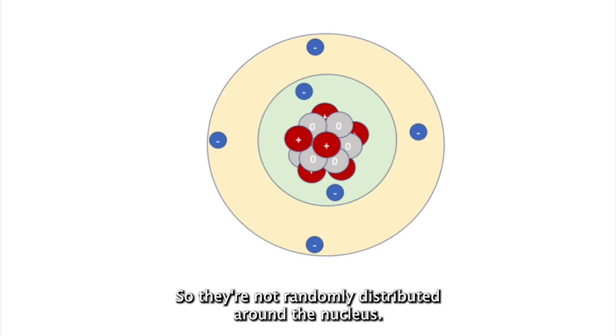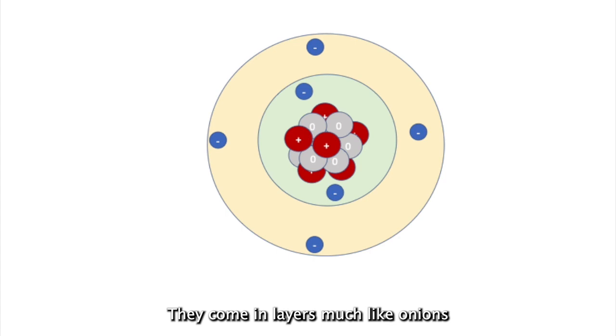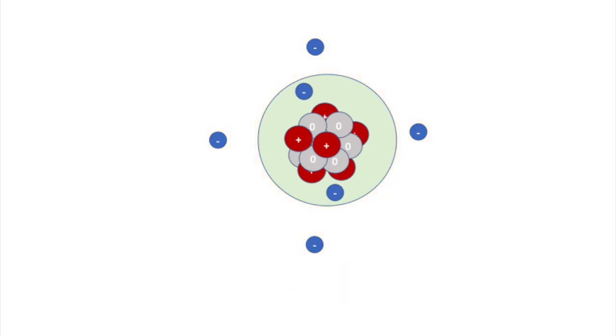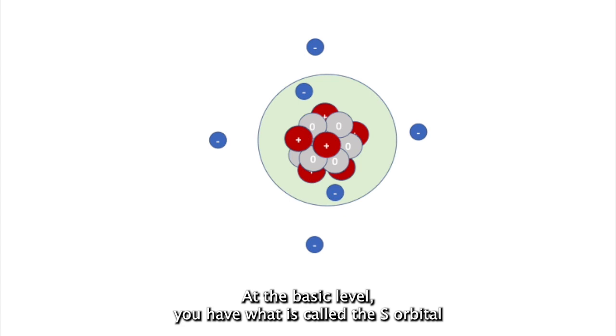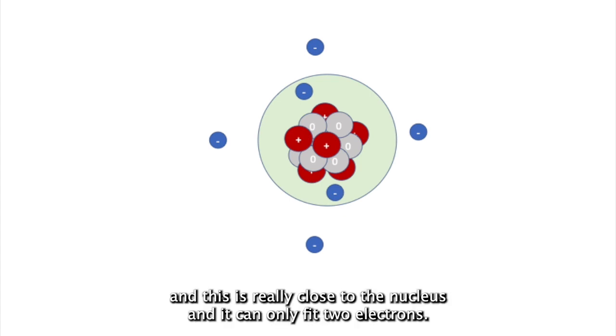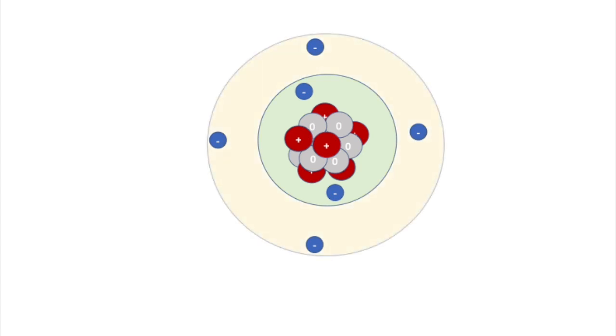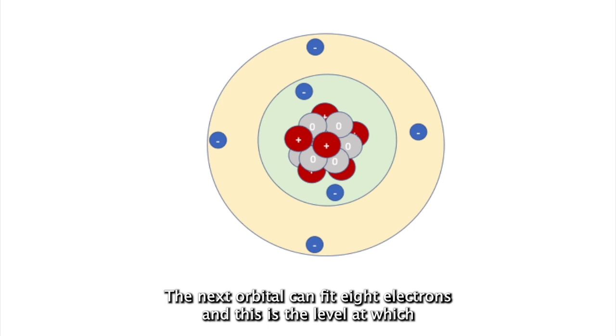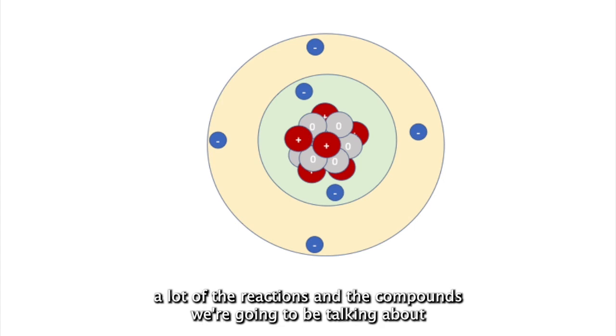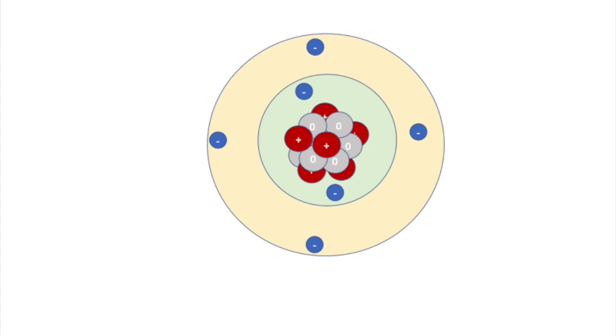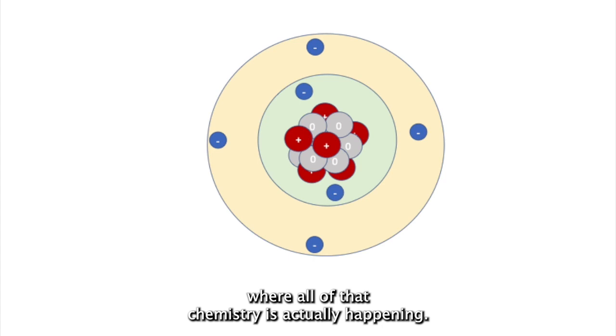So they're not randomly distributed around the nucleus. They come in layers, much like onions or ogres. At the basic level, you have what is called the s orbital, and this is really close to the nucleus, and it can only fit 2 electrons. The next orbital can fit 8 electrons. And this is the level at which a lot of the reactions and the compounds we're going to be talking about, where all of that chemistry is actually happening.